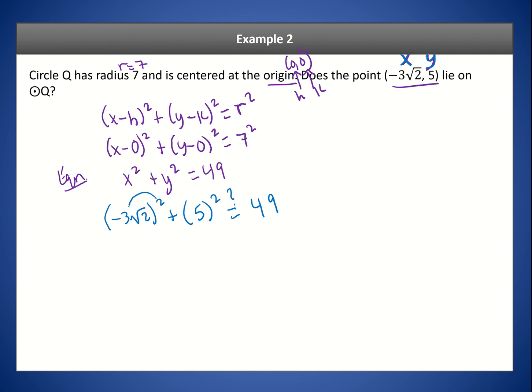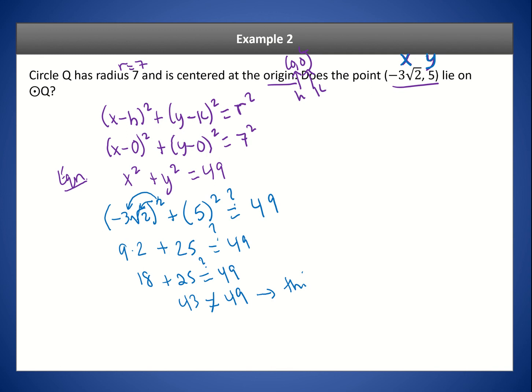So we're going to do 3 squared. What's -3 squared? Well, -3 times -3 is 9. What's the square root of 2 squared? Well, remember, the square and the square root cancel, leaving us with just 2. So we have 9 times 2. And then we got 5 squared, which is 25. So we'll see if this is true. 9 times 2 is 18. So we got 18 plus 25 is equal to, question mark, 49. Well, 18 plus 25 is 43, and 43 does not equal 49, which means that this point does not lie on the circle.